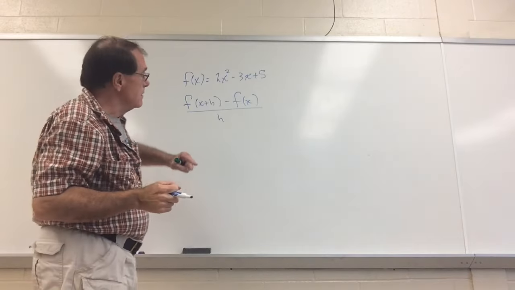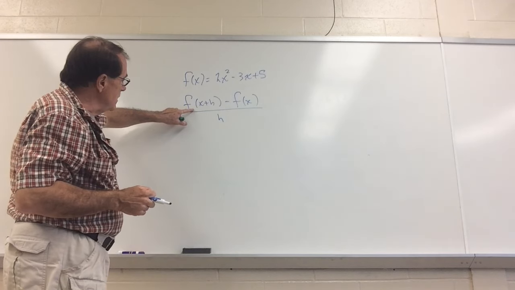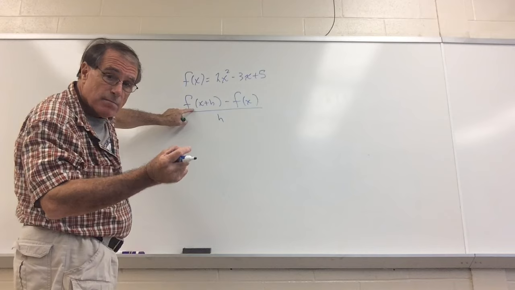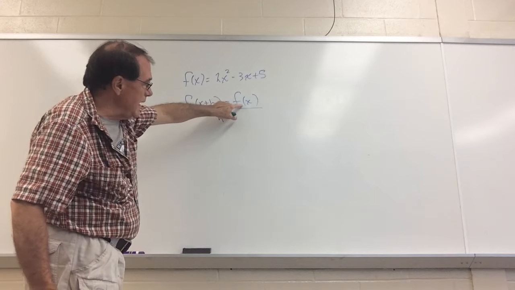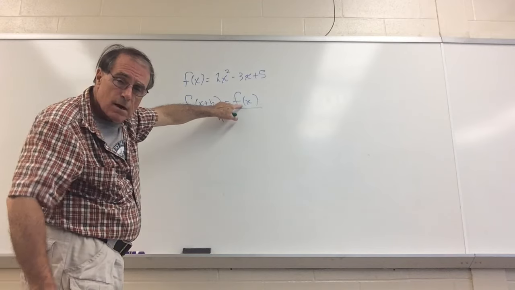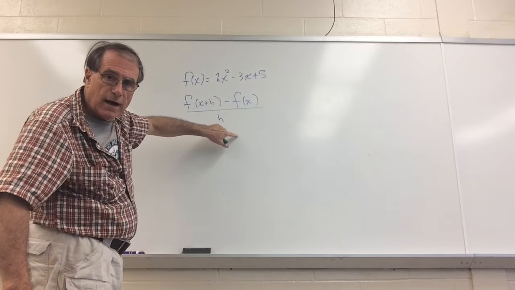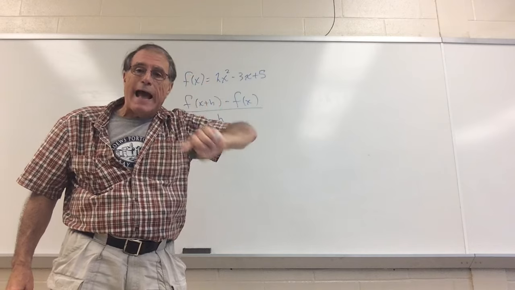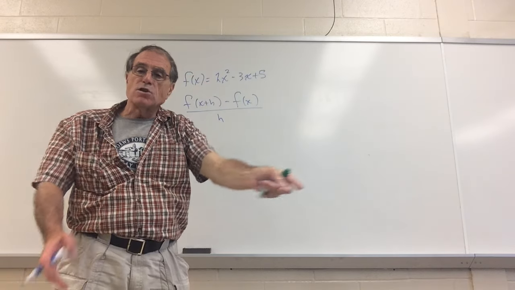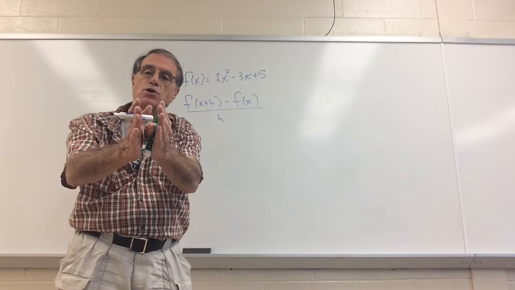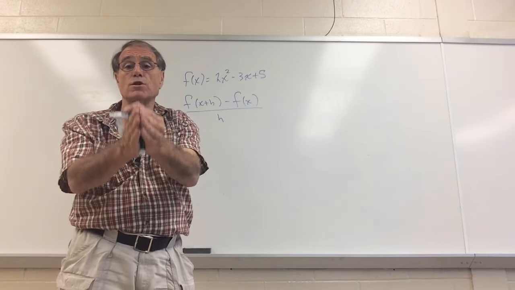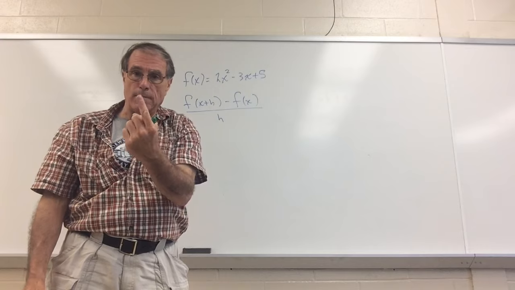So there are three parts to this process. The first part is to express f of x plus h. The second part, subtract f of x. And the third part, divide by h. Here's my objective. Get h out of the denominator so I can effectively let h be 0, and I will have a formula for the slope of a line at one point.